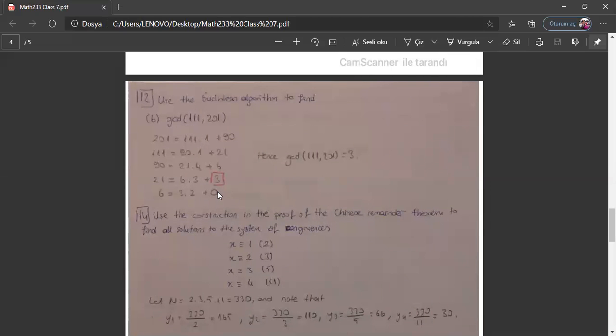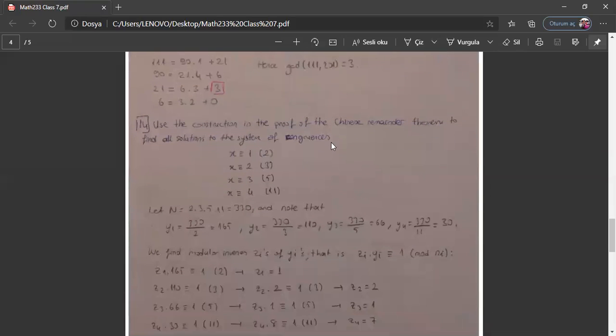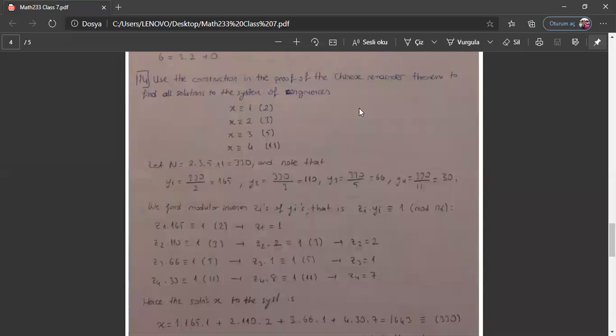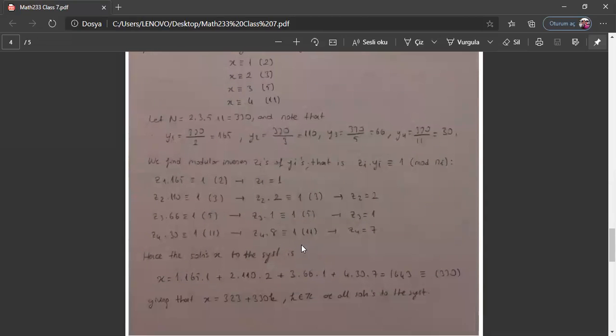Now, if you have 0 here at the end, then the previous remainder, which is 3, is the greatest common divisor of these two numbers. So here we found, by using the algorithm, the greatest common divisor of these two numbers. Now for this one, we will use the Chinese remainder theorem. We are given the system. Now this is the first step.